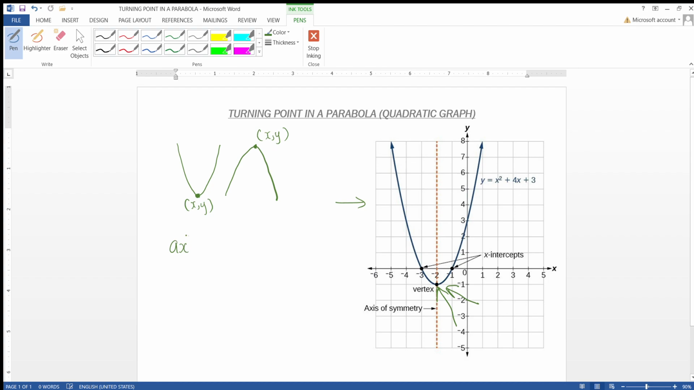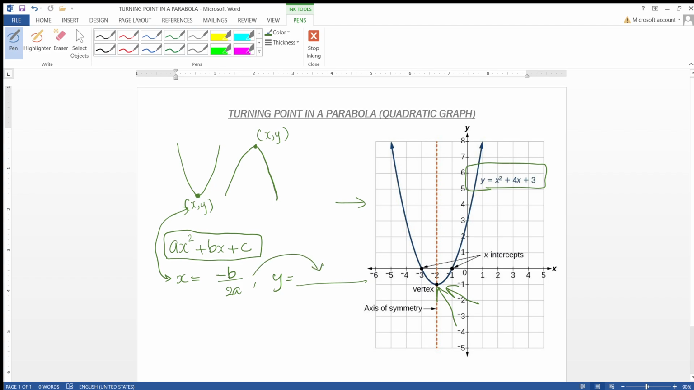The direct method: if the graph is given in the form ax square plus bx plus c, then the x coordinate of the turning point can be found by minus b by 2a. If it is in this standard form, minus b by 2a gives the x coordinate. Once the x coordinate is ready, we can find the y coordinate because the graph equation will be given, for example, x square plus 4x plus 3. Whatever x value we get here, substitute here, you will get the y value. This is one method. We'll see an example in that.